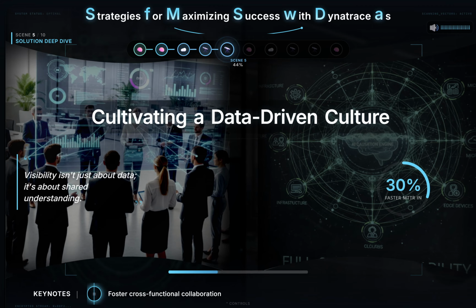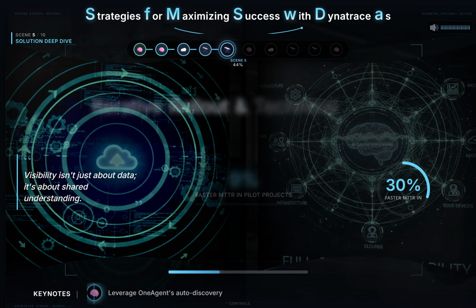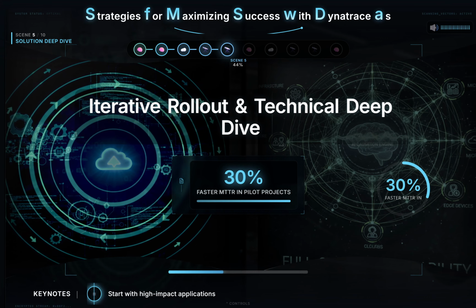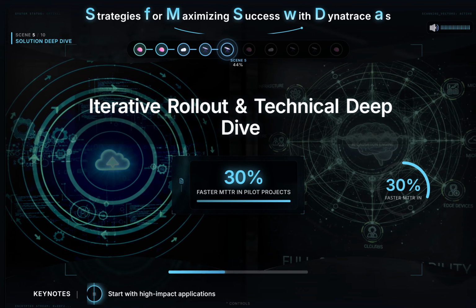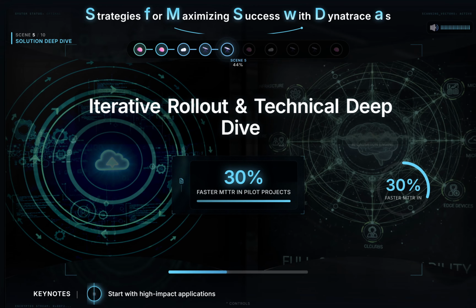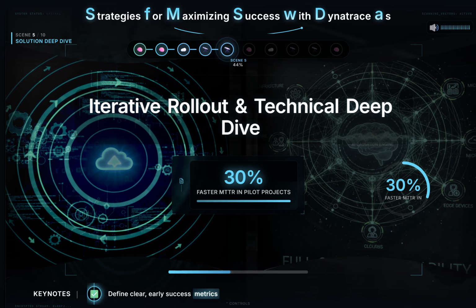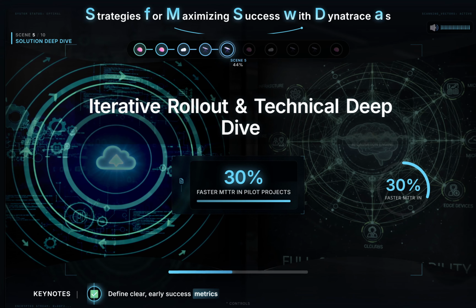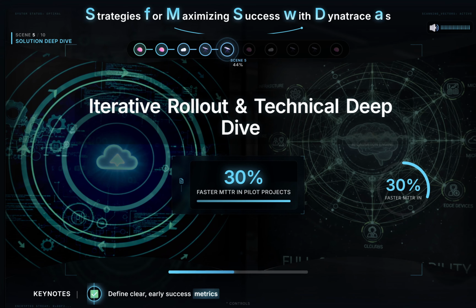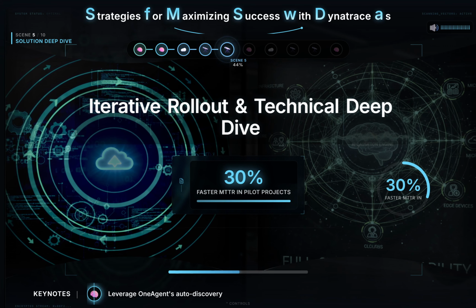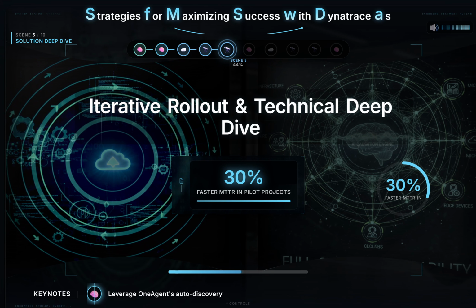Next, let's look at iterative rollout and technical deep dive. Trying to boil the ocean is a classic pitfall. Instead, start with high-impact applications, where Dynatrace can deliver immediate, visible wins. Define clear, measurable success metrics from the outset. I've seen teams gain incredible momentum by focusing on one critical microservice or user journey, proving Dynatrace's immediate value in reducing incident MTTR or improving conversion rates.